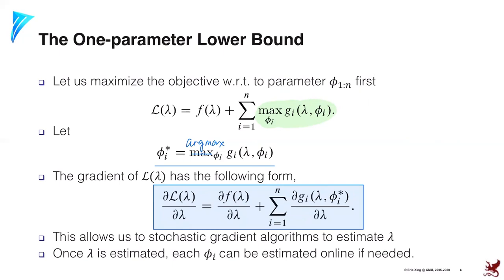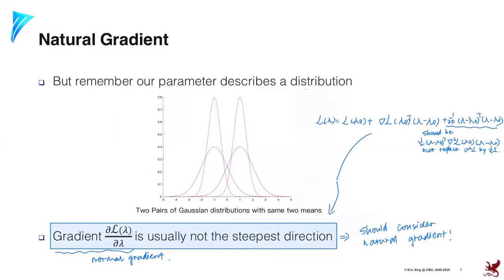However, the gradient of the lower bound with respect to the parameters will not be the steepest direction. This is because we use the parameters to represent a distribution, but sometimes the distance between parameters is very different from the distance between two distributions. So for example, in this figure, we have two pairs of Gaussian distributions with the same two means.